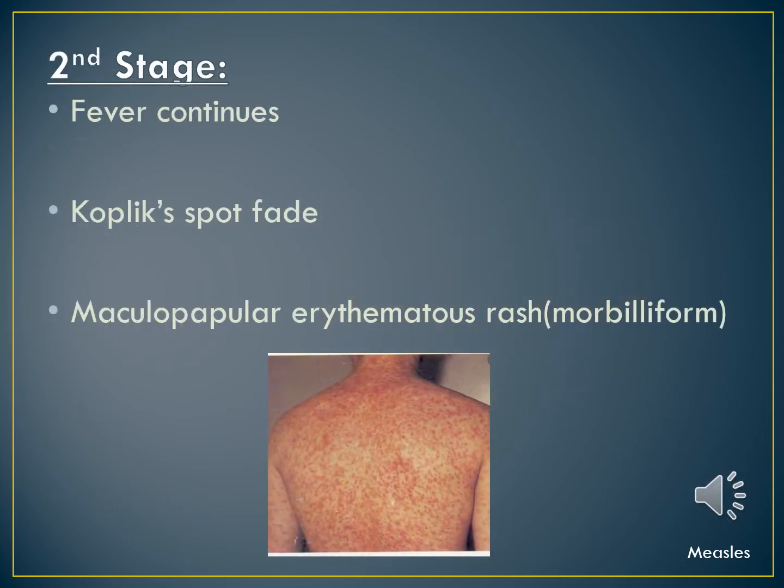As the second stage begins, the fever continues, the Koplik spots begin to fade, and a maculopapular and erythematous morbilliform rash begins. This can be seen in the picture below. The face is involved first, with eventual downward spread to the trunk and extremities. Ultimately, a diffuse erythematous eruption is formed, which tends to blanch on pressure.